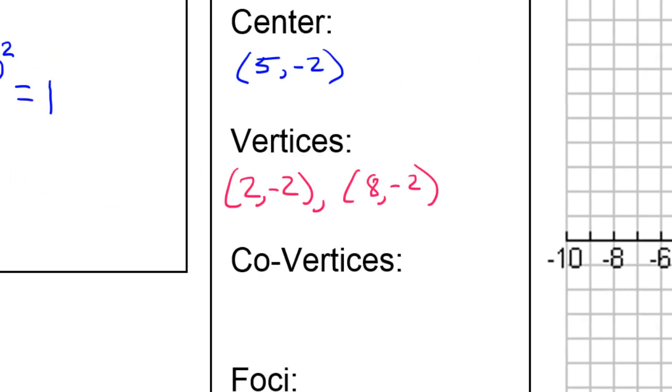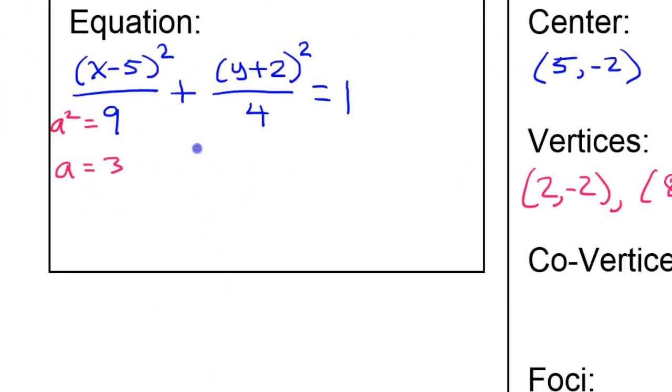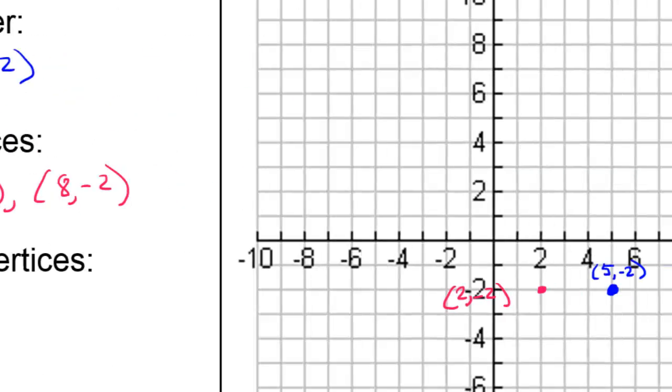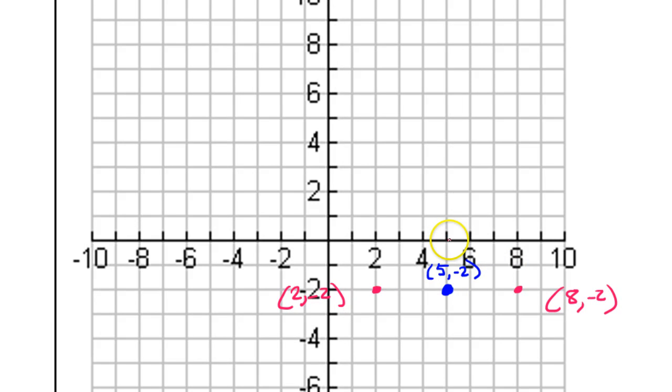Now, what about the co-vertices? Well, the co-vertices are going to come from the smaller denominator. Let's call it b squared. So b squared is equal to 4. That means b is equal to 2. Notice that b squared is the denominator of the y squared term. Y, that's the vertical direction. So when I do this plus and minus 2, I'm going to do it vertically. So I'm going to go up 2 and down 2.